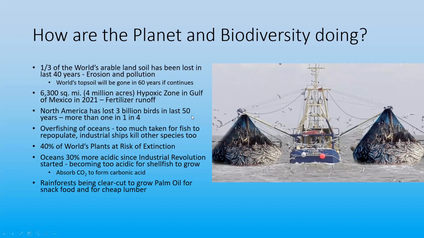North America's lost 3 billion birds in the last 50 years, more than 1 in 4. Overfishing of oceans is obviously having a really bad impact on ocean health. 40% of the world's plants are at risk of extinction. The oceans are 30% more acidic since the Industrial Revolution started. They're becoming too acidic for shellfish to grow because the carbon dioxide in the atmosphere dissolves in water to make carbonic acid, so it's making the oceans more acidic. So that's bad, obviously. And clear cutting rainforests to grow palm oil or for cheap lumber. Those are all obviously big problems.